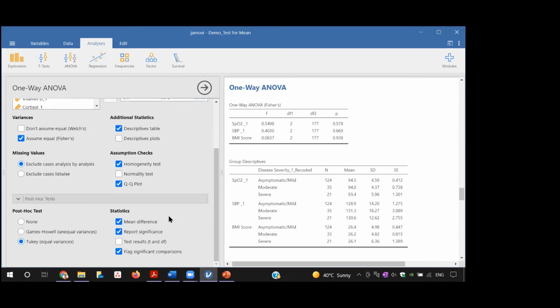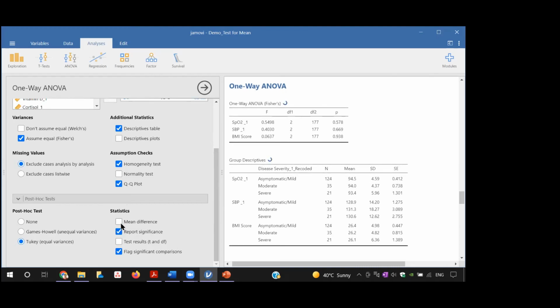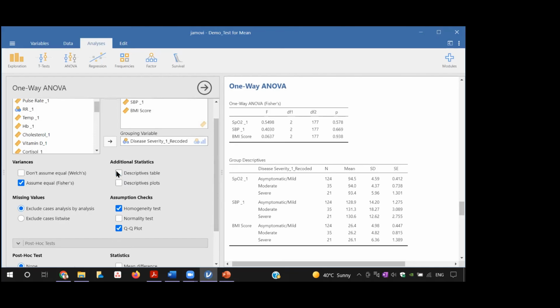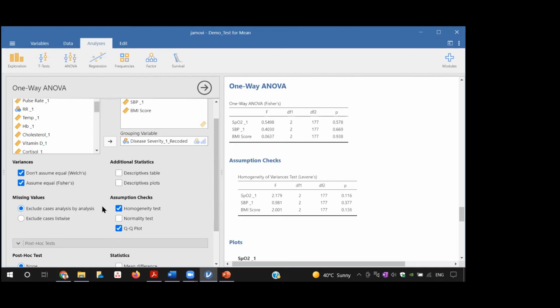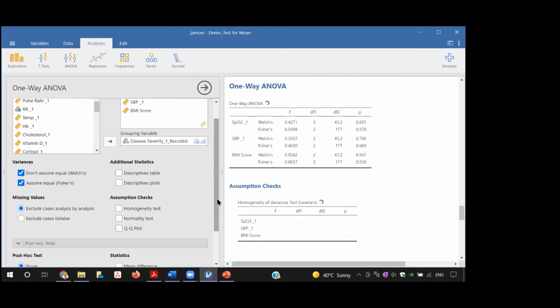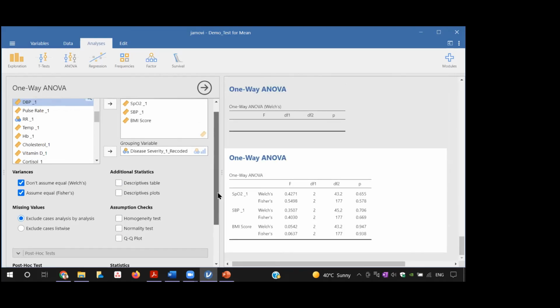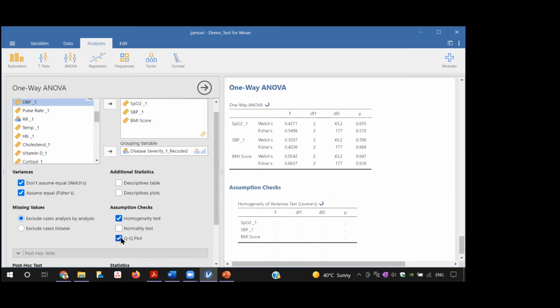Okay. So once you have done this, you check with this QQ plot. Let me uncheck this. Mean difference, this none. And then this descriptive, remove this. Nothing was there. So what we do is first we see the assumption check, that is the homogeneity and QQ.